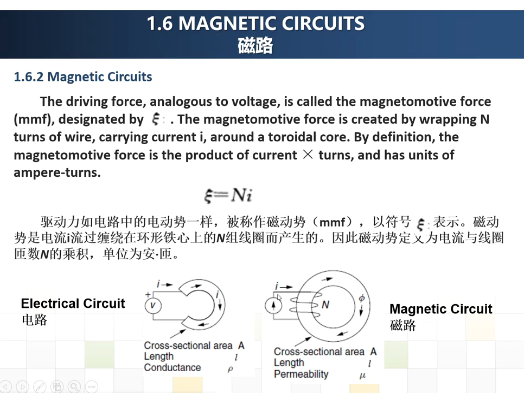The magnetic circuit has a current source changing over time through the toroidal core, and then creates a magnetic field in the iron. It also creates a voltage across the core. The voltage is called magnetomotive force.